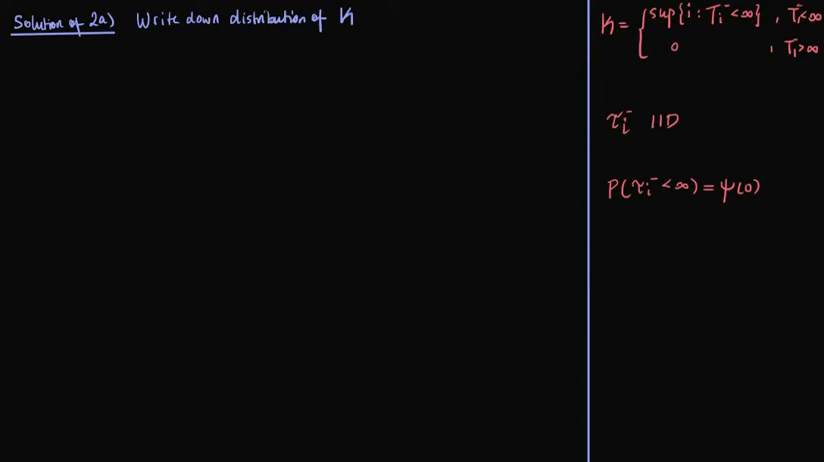We now proceed to the solution of 2a, where we wish to write down the distribution of k, where k is the number of observed ladder heights.